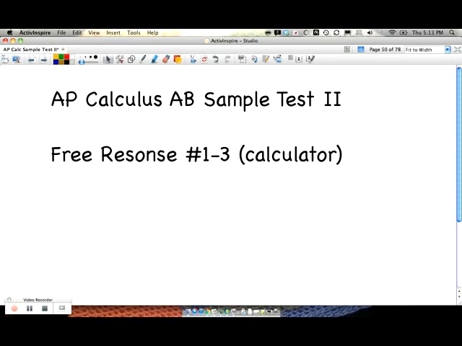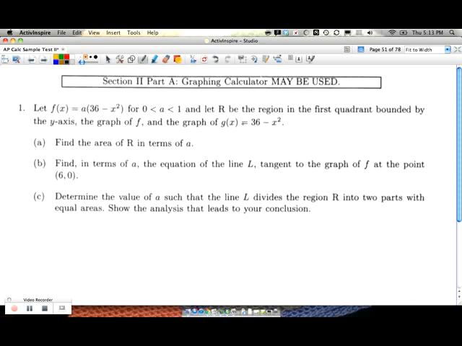Alright, here we go with the FRQs for sample test number 2 with AP Calculus AB. So we're going to be doing numbers 1 through 3. Remember, the current exams, the calculator portion is actually numbers just 1 and 2, but right now these are older type practice tests, so that's why they have 1 through 3 all using calculator. Let's go ahead and start with this piece.